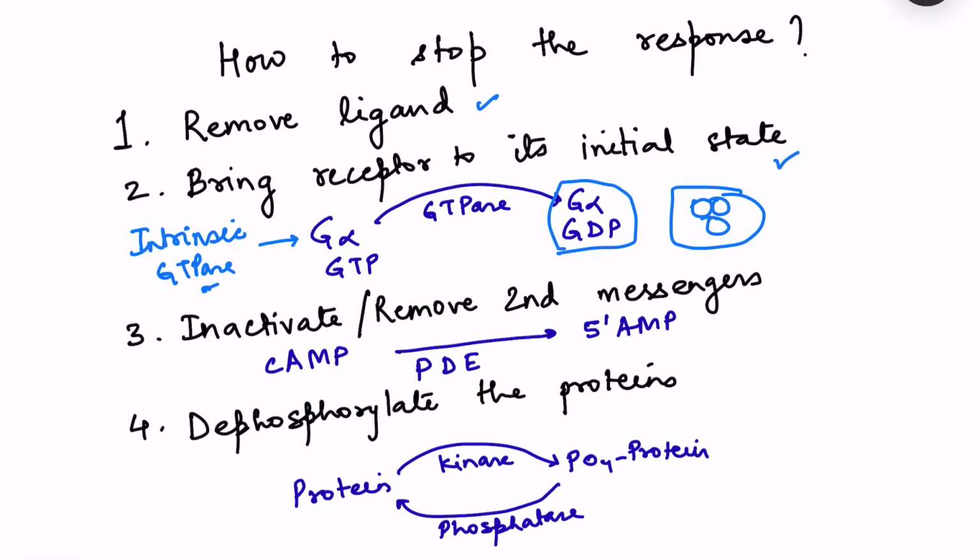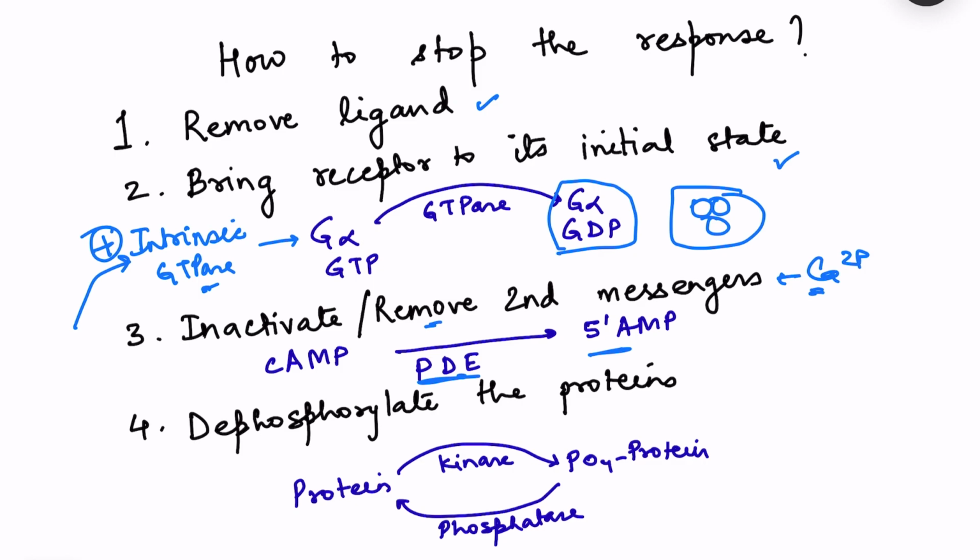Also there are mechanisms by which this intrinsic GTPase activity can be increased. There are regulatory proteins to increase or decrease this intrinsic GTPase activity depending on how the hormone is acting or how multiple hormones are acting simultaneously, right? Then third is to inactivate or remove the second messengers themselves. For example, phosphodiesterase causes the inactivation of cAMP to 5'-AMP. Now no more second messenger is present, so it is not going to act further. This we saw in cGMP as well. Or remove the second messenger, for example, the removal of the calcium ions, right?